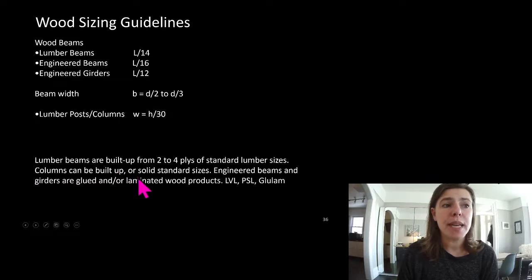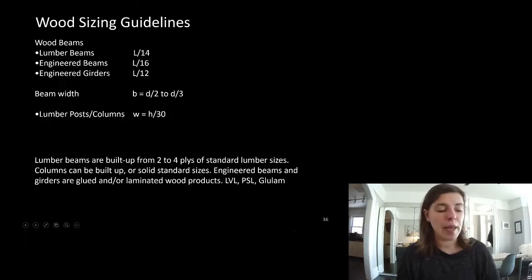Columns can be built up or they can be solid standard sizes, like a 4x4 post or 2 2x4s to make one solid post. Engineered beams and girders are glued and/or laminated wood products like our LVL, our PSL, or our glulam.